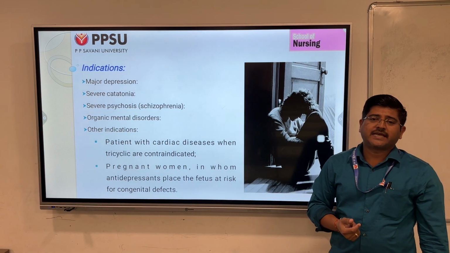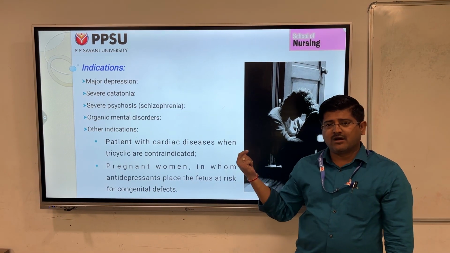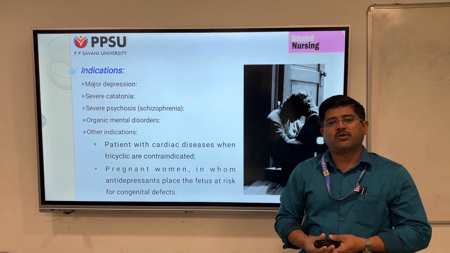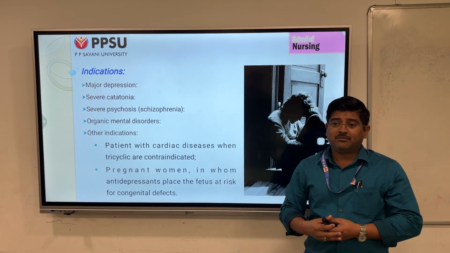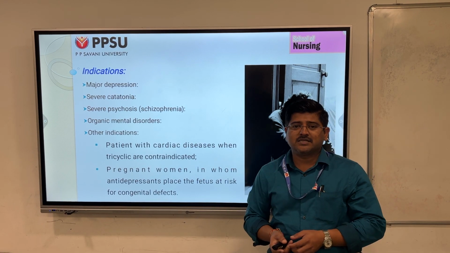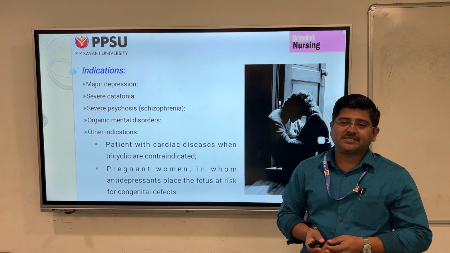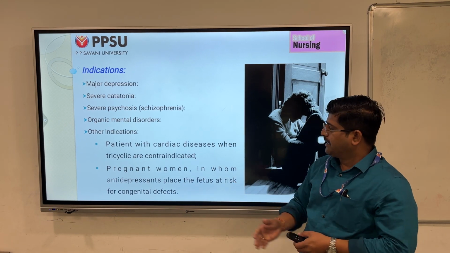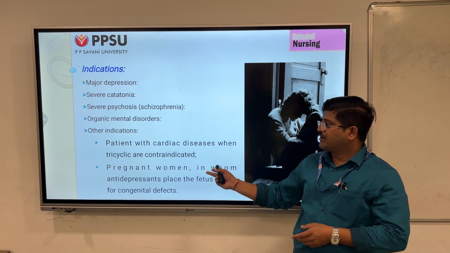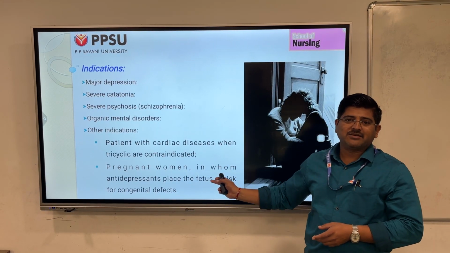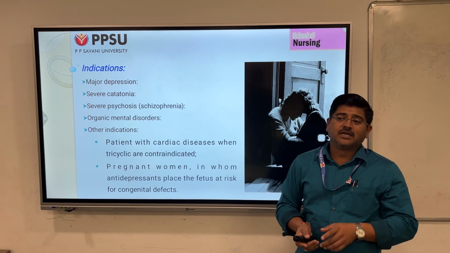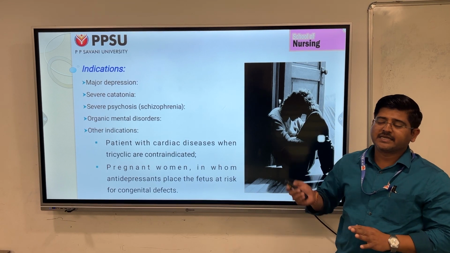And next comes severe psychosis, also called schizophrenia, and commonly in all schizophrenic conditions this ECT is indicated. And we also use this in some organic mental conditions like delirium and dementia. Apart from that, other conditions include patients with cardiac diseases who are receiving tricyclic antidepressants. In that case, commonly we give this ECT. And in the case of a pregnant woman who is receiving antidepressants, we also give ECT, because when the pregnant mother receives antidepressants, it may cause some fetal harm. It mainly causes congenital anomalies. That's the reason we commonly use this ECT in these cases.